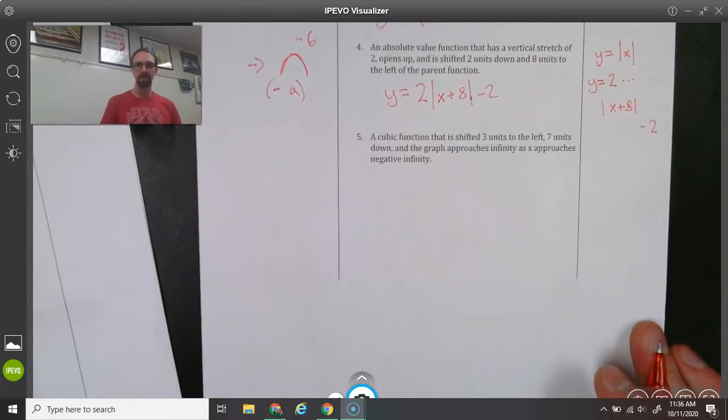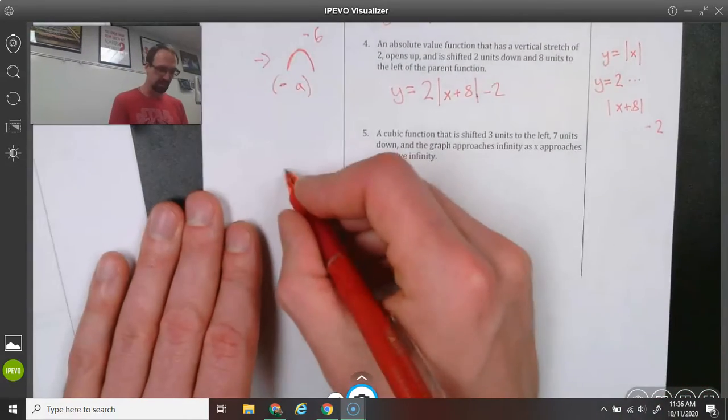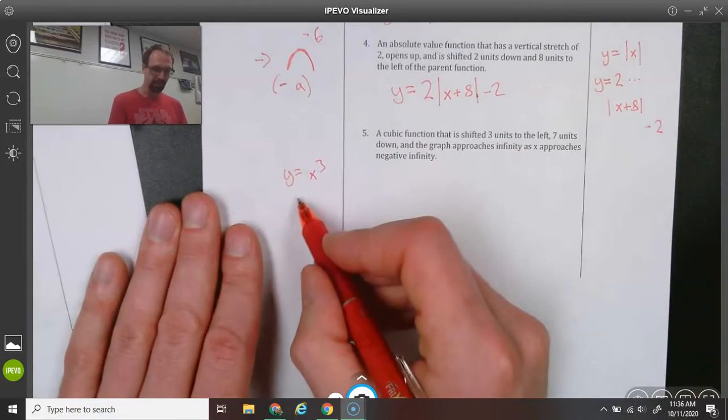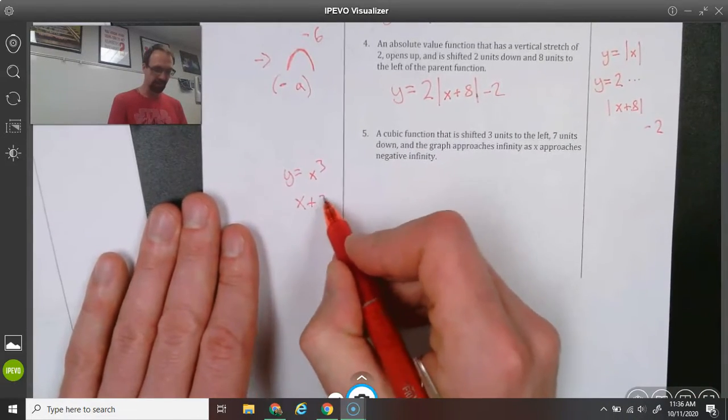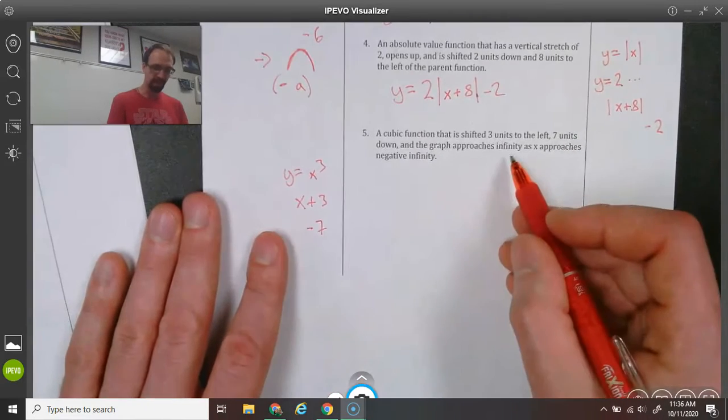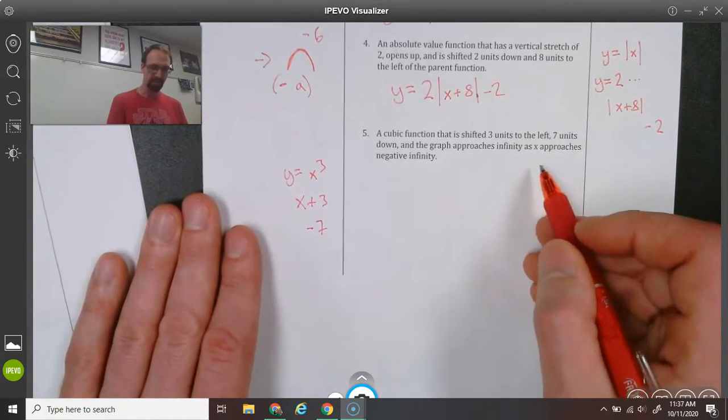This is a cubic function, number 5. A cubic function means it's going to be y equals x cubed. Shifted 3 units to the left, so that's going to be x plus 3. 7 units down, it's going to be minus 7. And the graph approaches infinity as x approaches negative infinity.